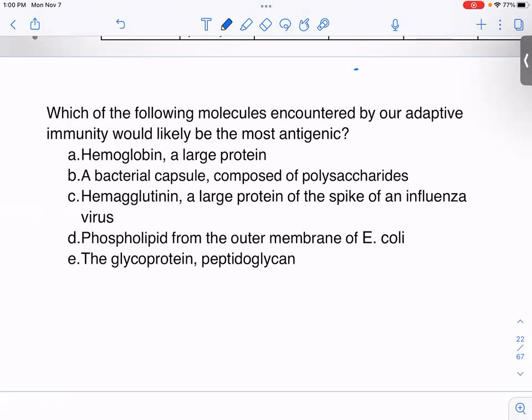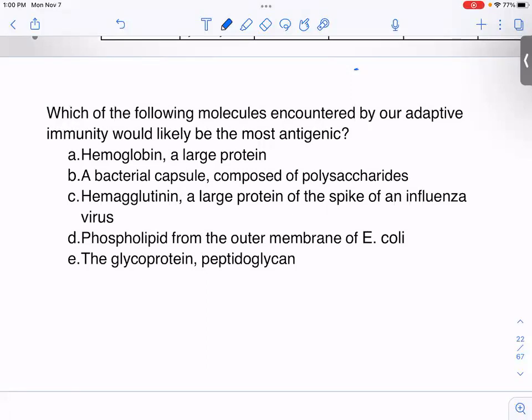All right, good morning, happy Monday. We have some tough stuff to get into today. So get into all the nitty gritty of the adaptive immune system. So hope you brought your good thinking brain today.